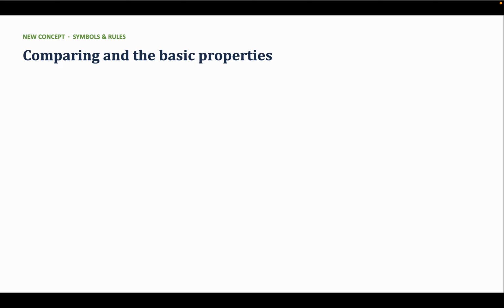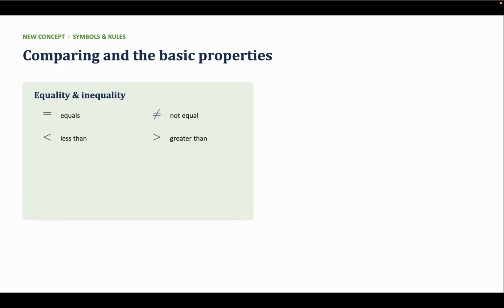Comparing and the basic properties. So the symbols of equality and inequality. Equals sign means the two sides are the same value. The not equals has a slash through it. For inequalities, the open end of the symbol faces the larger number. Less than points to the smaller side, greater than opens toward the larger.